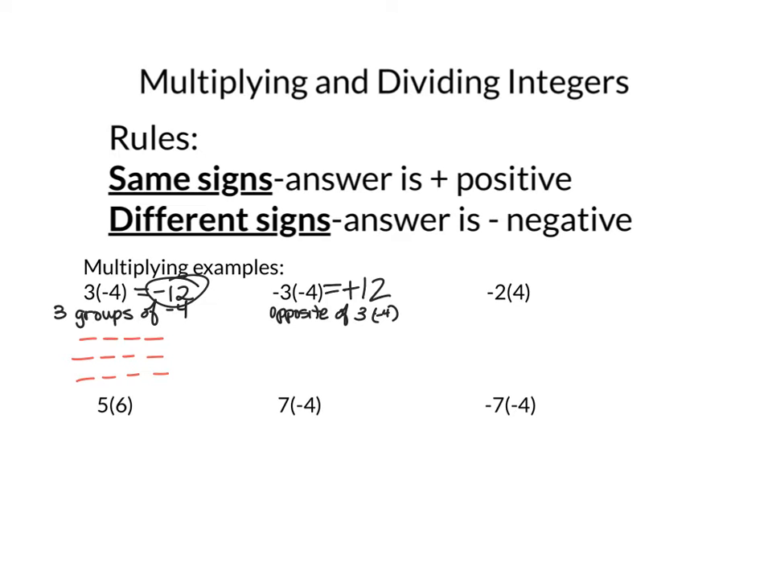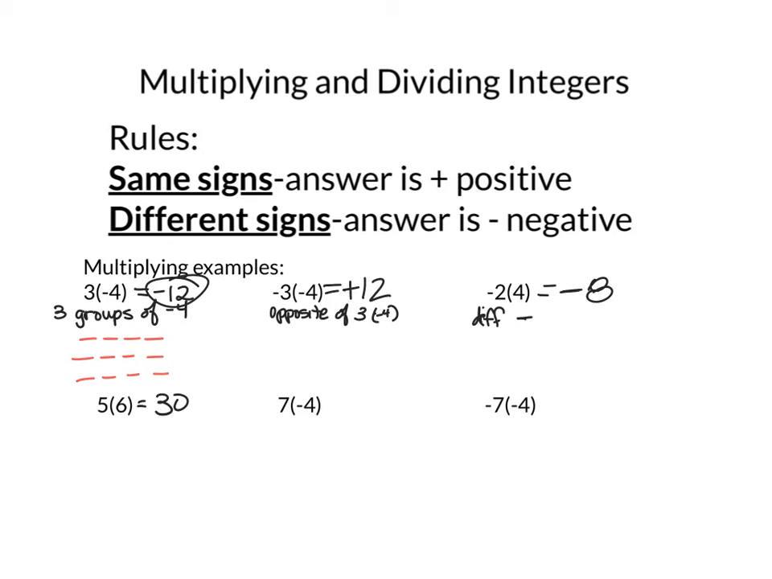So again, we're going to go back to our rules. Same sign or different signs. These are different signs. So the answer is negative, and 2 times 4 is 8. So the answer is negative 8. 5 times 6. Well, there's no negatives involved there, so we really shouldn't have to think too hard. We know that that's 30, and it'll always be 30. It's not going to change from what we did when we were in elementary school. Signs are the same, both positives.